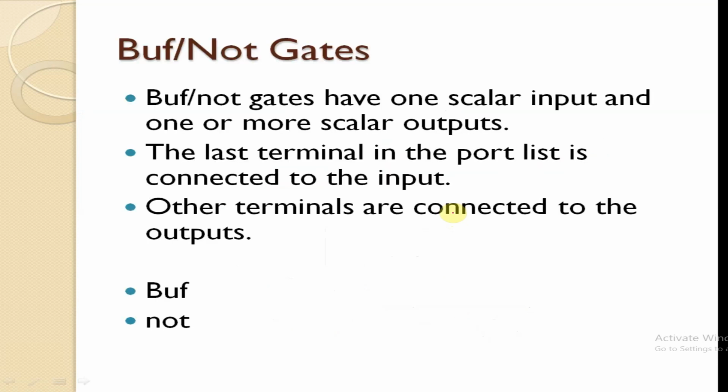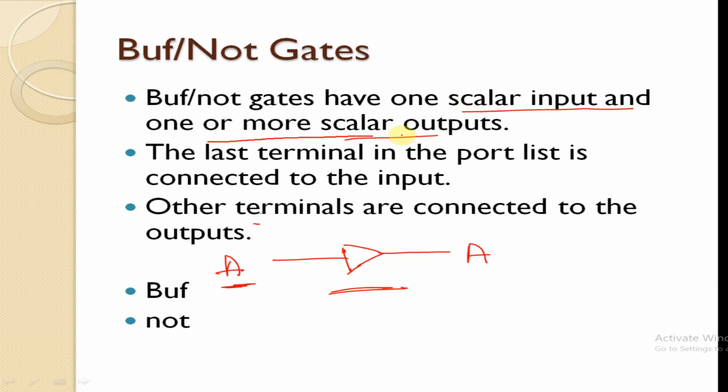So now let's see about buffer and NOT gates. It is also similar. Buffer gates, we already know that we just use them to add some extra delay. This is the symbol of a buffer gate. It will just simply pass the input to the output. If we pass A as the input, then the output will be A. So this is a buffer gate. Buffer or NOT gates have one scalar input and one or more scalar outputs. The last terminal in the port list is connected to the input, and the other terminals are connected to the outputs.